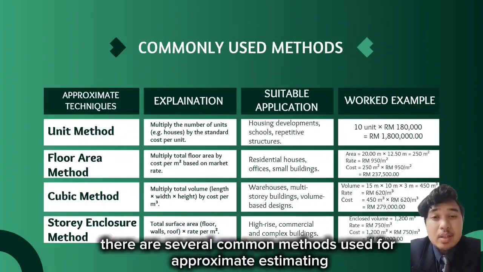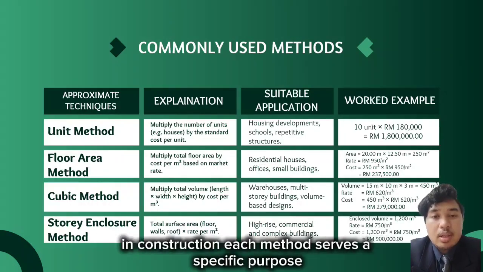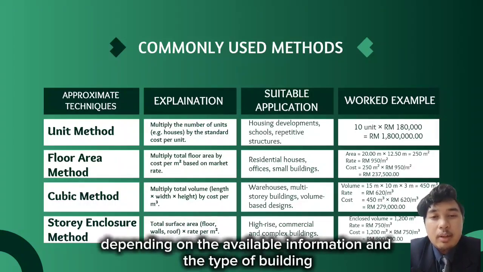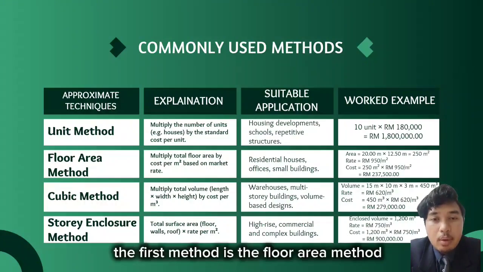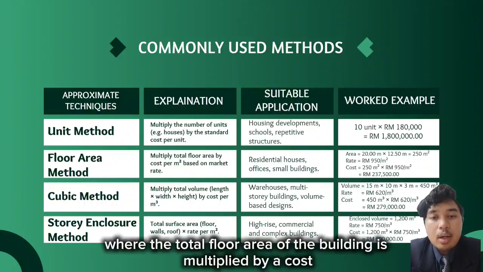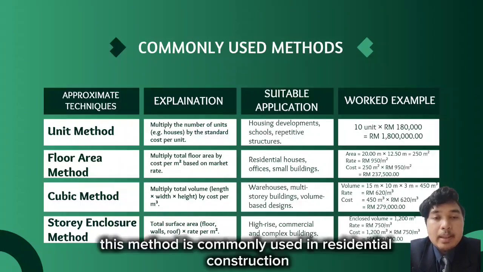After that, methods of approximate estimating. Several common methods are used for approximate estimating in construction. Each method serves a specific purpose depending on the available information and the type of building. The first method is the floor area method, where the total floor area of the building is multiplied by cost rate per square meter. This method is commonly used in residential construction.